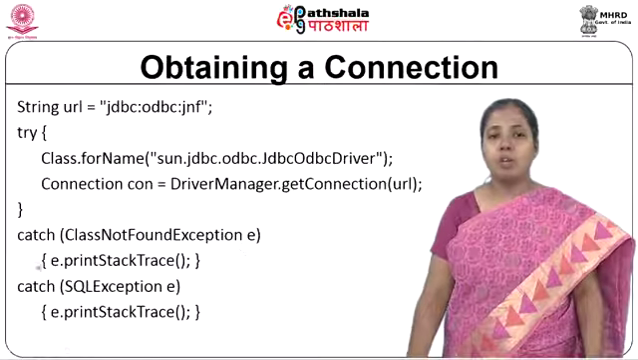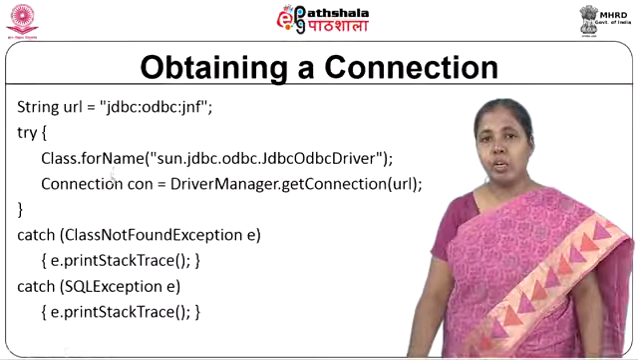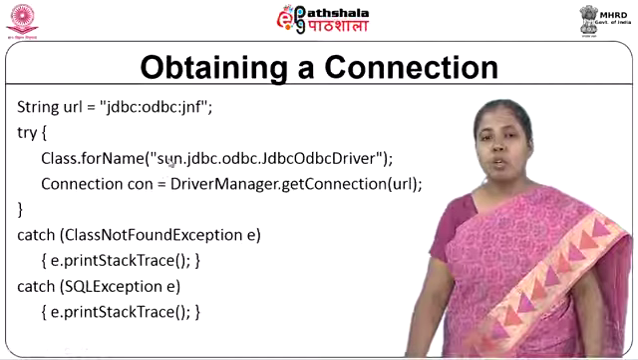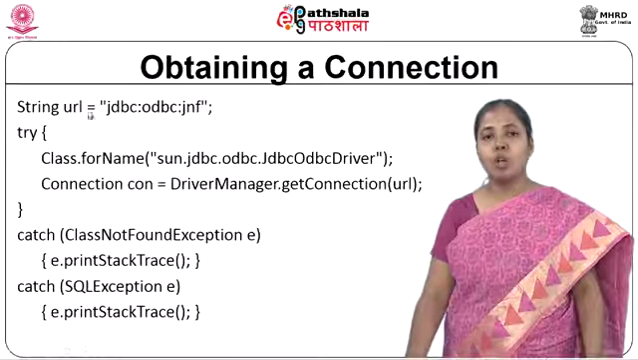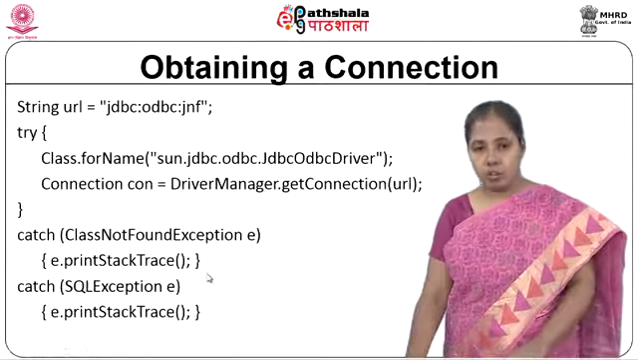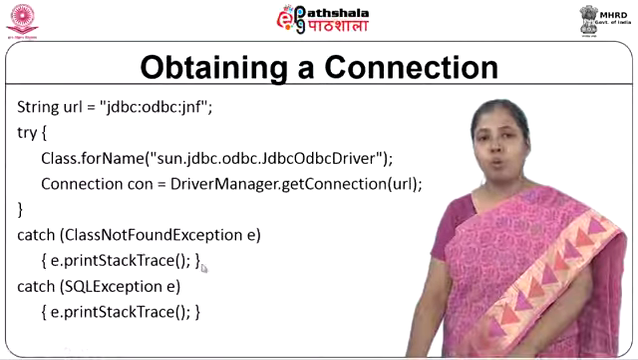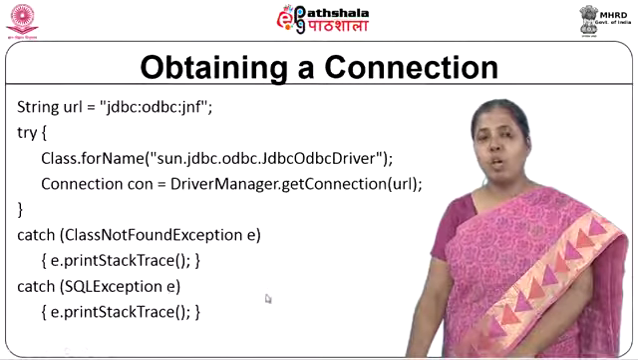This is what I told you, the 2 steps you need to make your JDBC talk to your database. We need to load the driver, so we use Class.forName and the driver is sun.jdbc.odbc.JdbcOdbcDriver. The connection object is created by the method called getConnection, and you need to give the JDBC URL here. The URL is a string, that is jdbc:odbc:JNF, and this can throw a ClassNotFoundException or an SQLException.